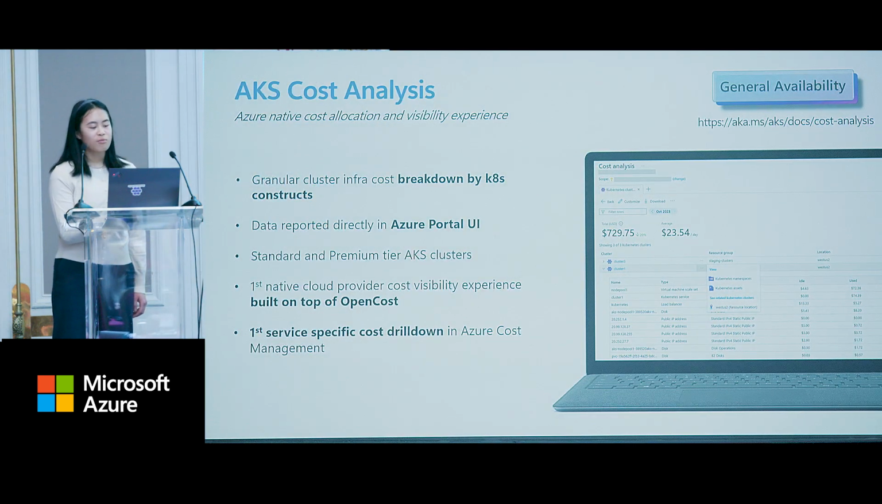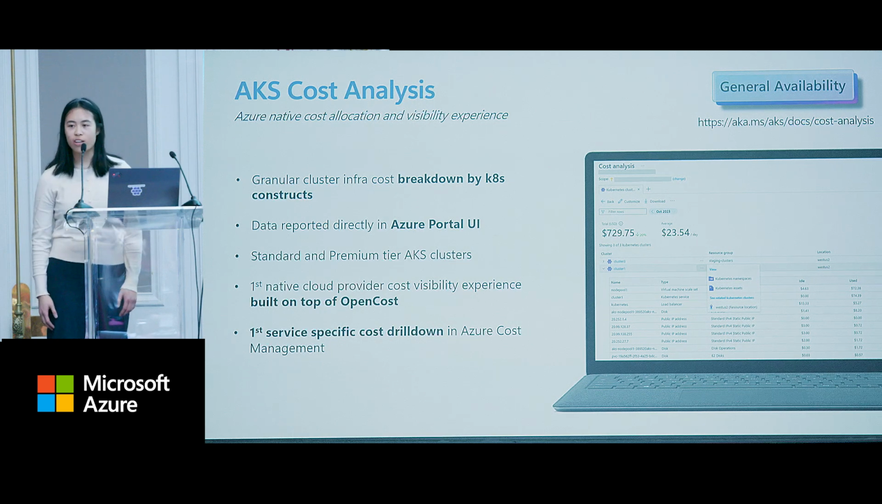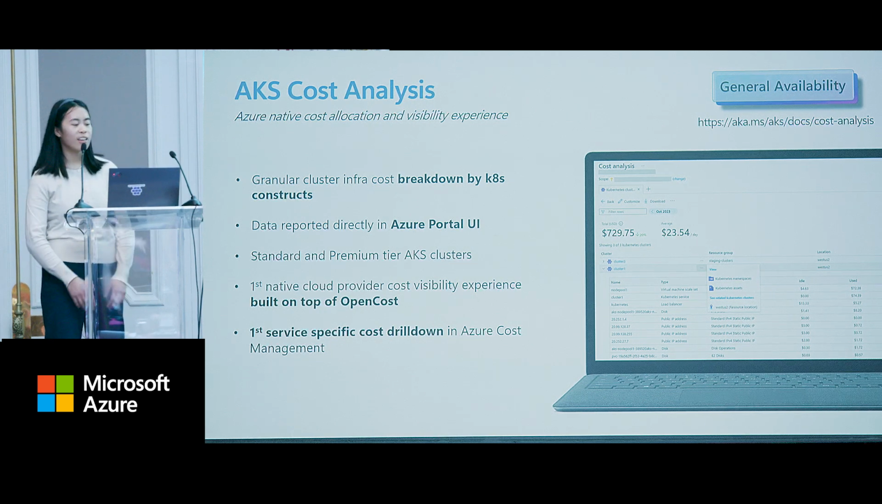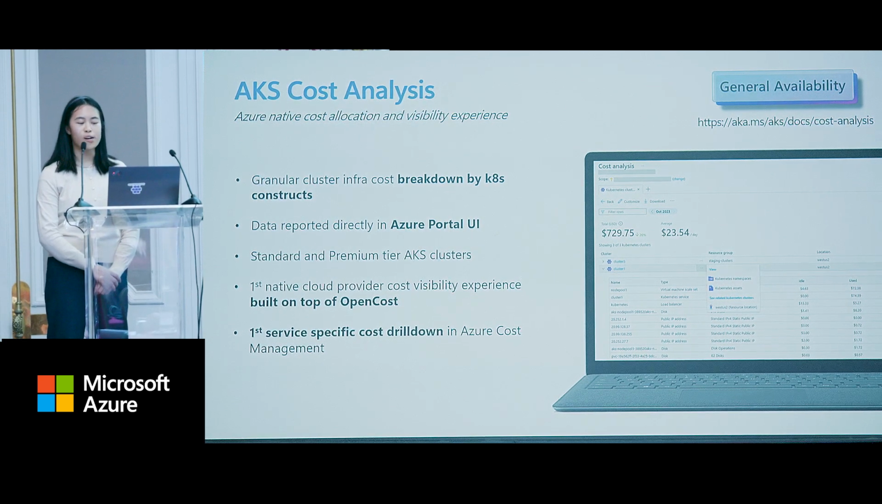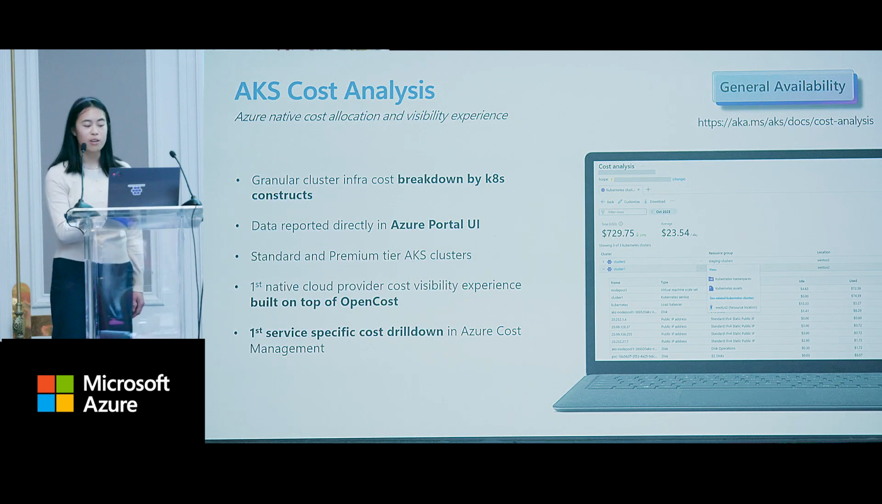We have this feature, the AKS Cost Analysis add-on, which is now generally available. It is an Azure native cost allocation and visibility tool built directly into the Portal UI so that your cost data broken down by Kubernetes constructs, so clusters and namespaces, is all visible directly in the Portal. This feature is also built on top of the OpenCost project, which is an open source, vendor-neutral CNCF sandbox project. We've partnered really closely with the community members and the OpenCost team, and we're also contributing back to the team, which has been a really great partnership so far.